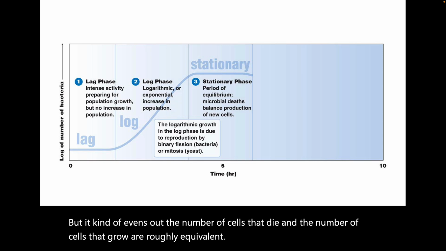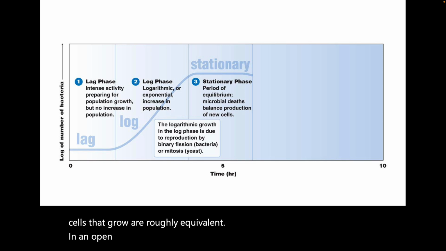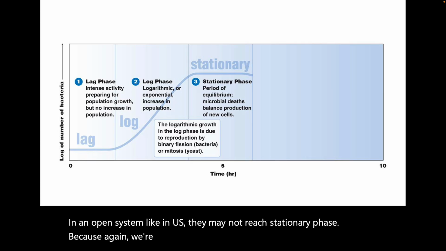In an open system like in us, they may not reach stationary phase because, again, we're a nice, happy source of nutrients.